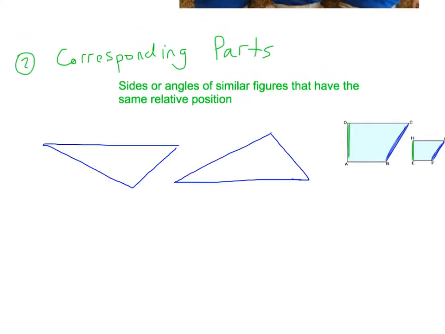All right, so what are the corresponding parts here? Well, I think you probably understand, but the longest side in here is going to correspond to the longest side on that one, if they're similar figures. And the shorter side here is going to correspond to that shorter side there, and of course this side here would correspond to that side there. Similarly, this angle would correspond to that angle. This angle would correspond to that angle. And this angle right here would correspond to that angle right there.